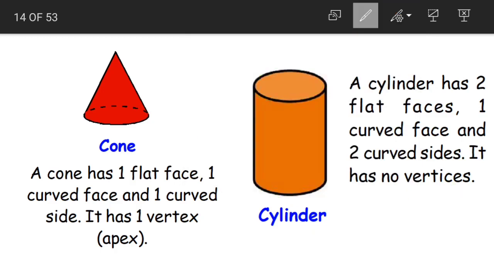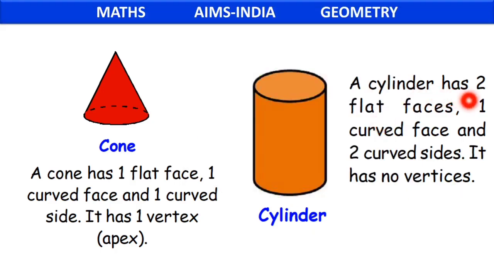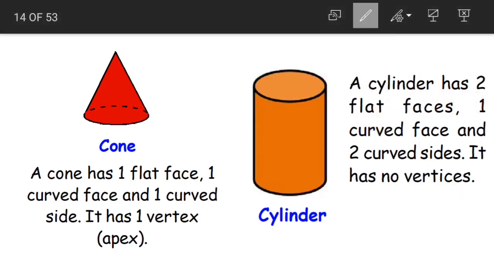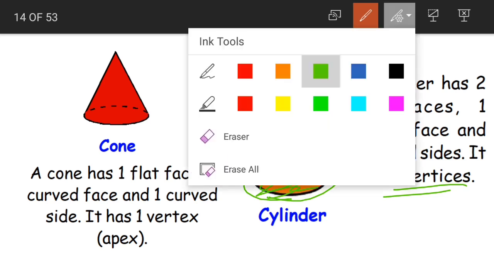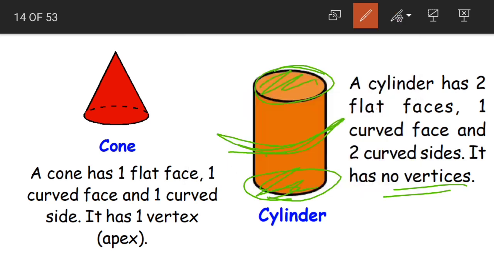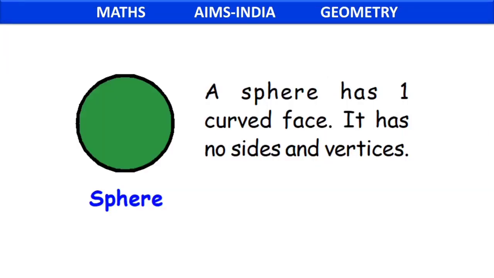So what can we say about our cylinder? A cylinder has two flat faces. What are they? One and the other at the below. Next, it has one curved surface. And it has two curved sides, 1 and 2. And coming to vertex, it has no vertices. This is about the different sides, faces, and vertexes of the solid shapes.